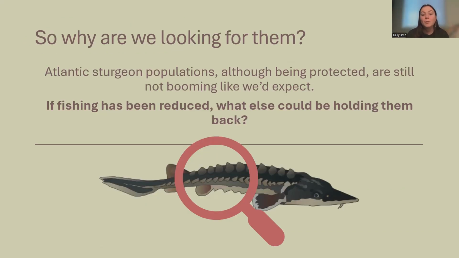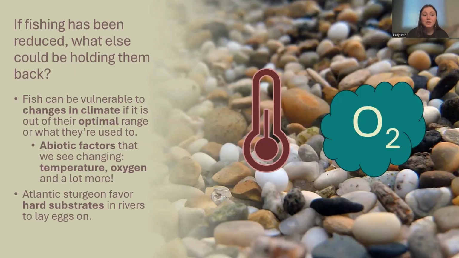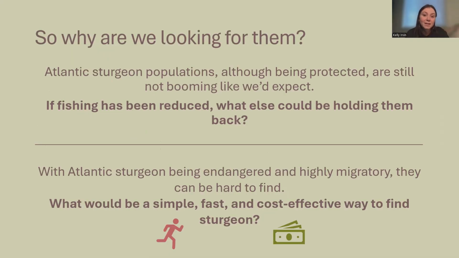So, to talk about why we're looking for Atlantic sturgeon, there are some leading questions for students. The first is, if fishing has been reduced, what else could be holding them back? This is where we get into some abiotic factors. The second leading question you can give to your students is, what is the best way to find sturgeon, given that they are endangered, making them rare, and a highly migratory species?